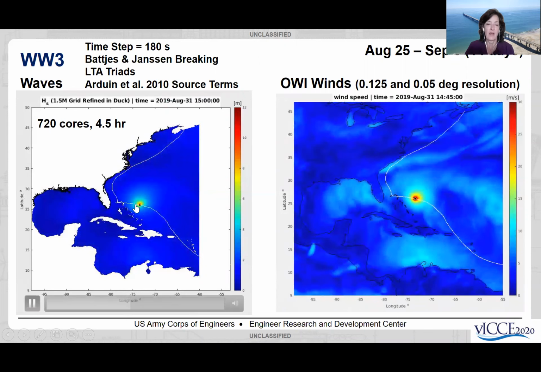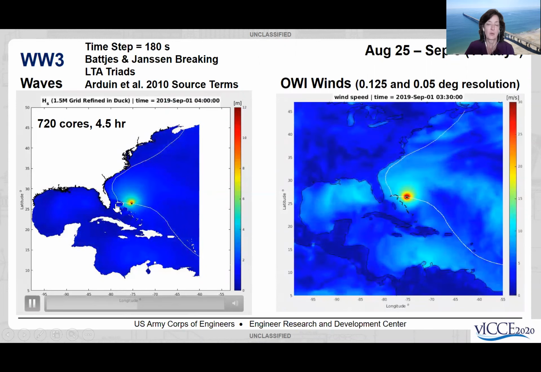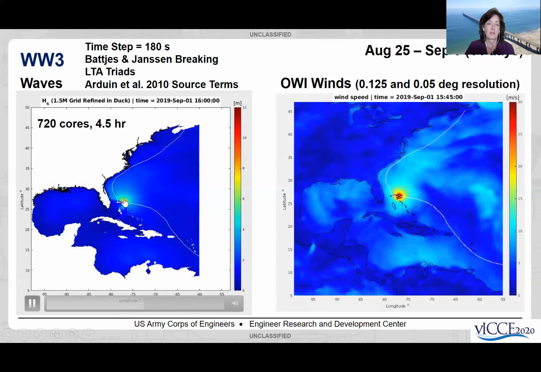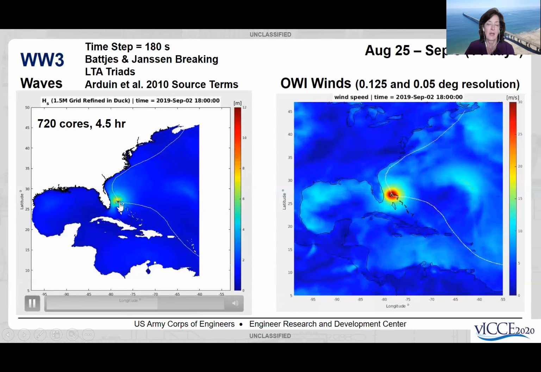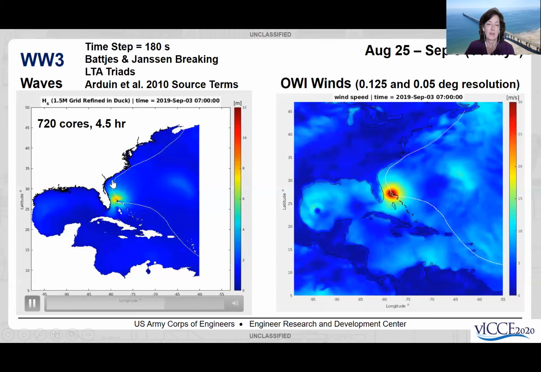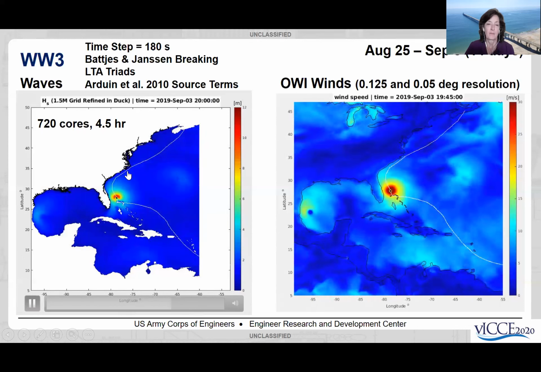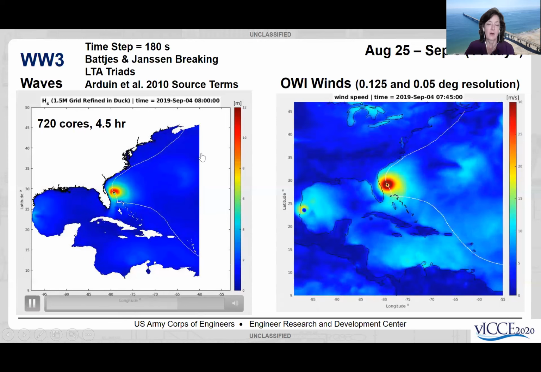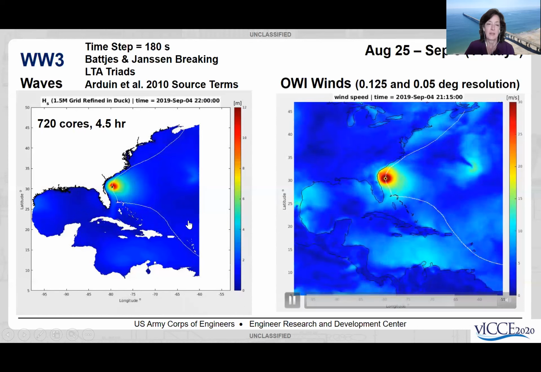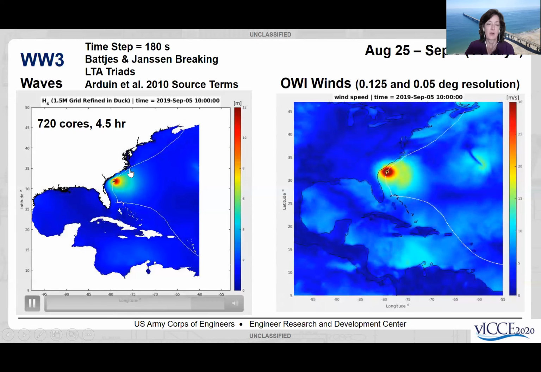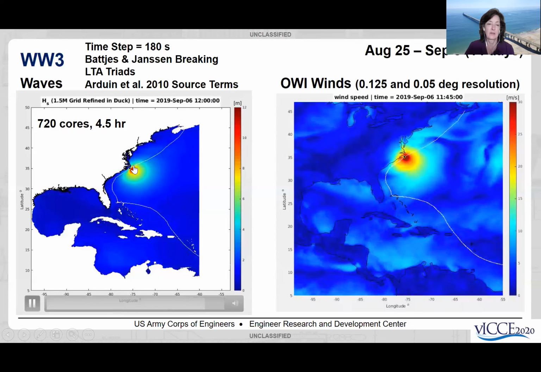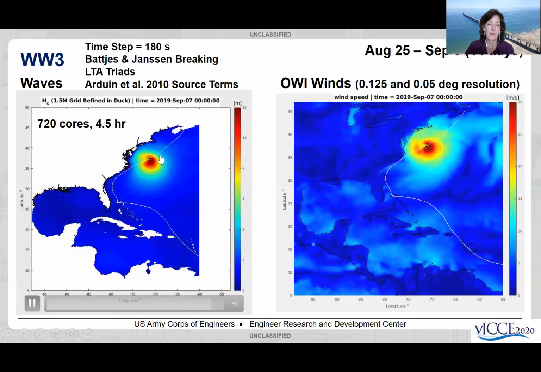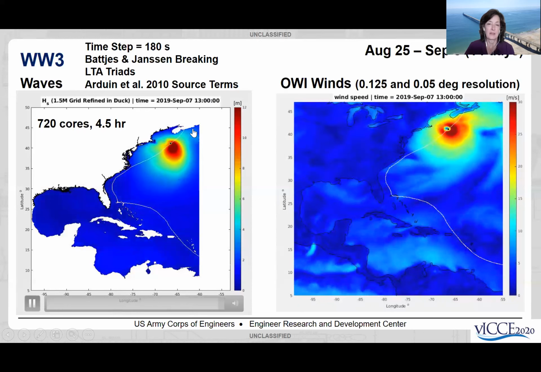It's intensifying as it tracks towards the Bahamas. It slows down as it gets over the Bahamas, spends almost 2 days, and then accelerates along the US East Coast. The color contours on the left side are wave height, and on the right are wind speed. You can see it's coming up along the North Carolina coast. It's going to pass over Cape Hatteras, and then it speeds up and also balloons up in size.